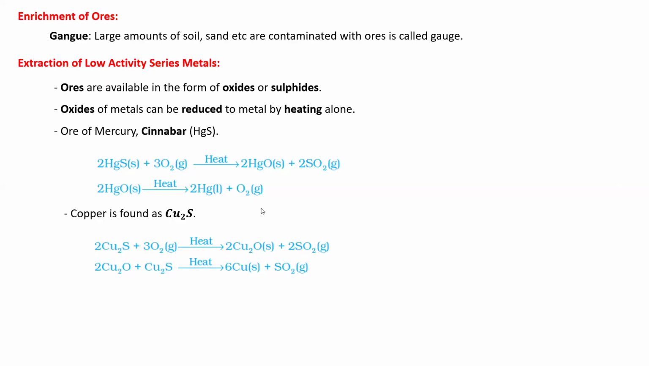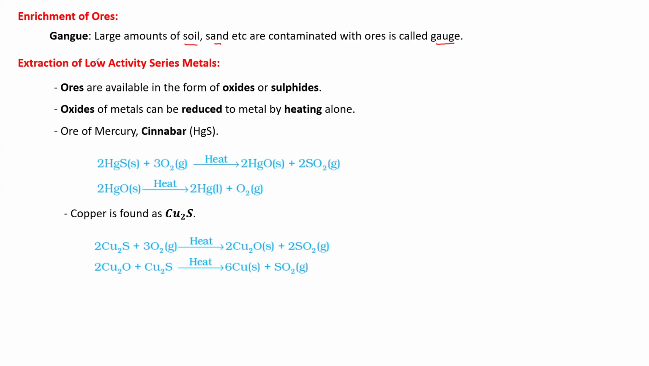Now here we have some discussion about what gangue is. A large amount of soil or sand that is contaminated with the ore is called gangue. This is the thing that you have to remember. Sometimes one may ask questions about the gangue. This substance which is contaminated with soil and sand, this large amount, is called the gangue here.